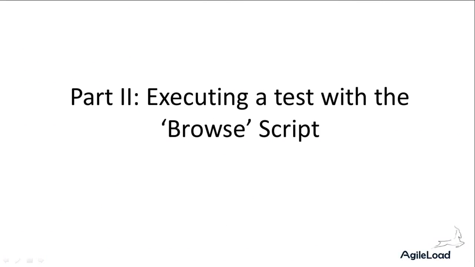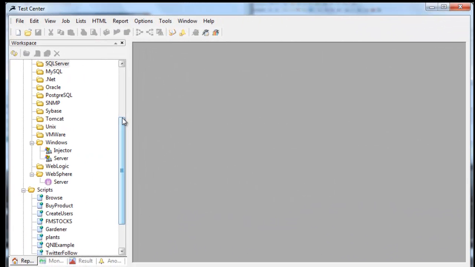Next we create the job to use the script we just created. I'm now going to create a small test against my plants website, and I'm going to use the browse script that we just created. If you remember, it's going to go to the home page, go to the plants page and choose a random product.